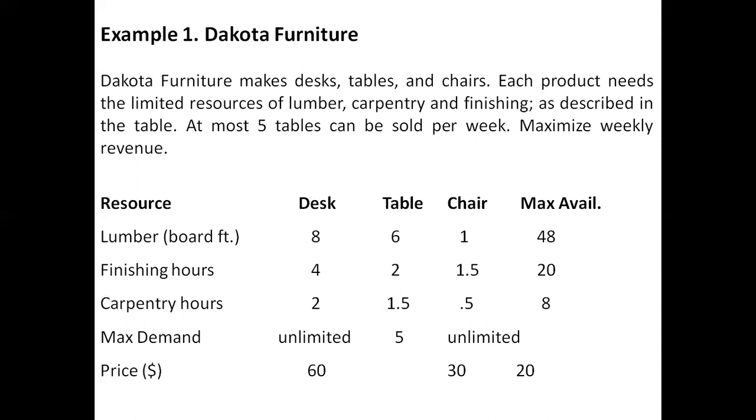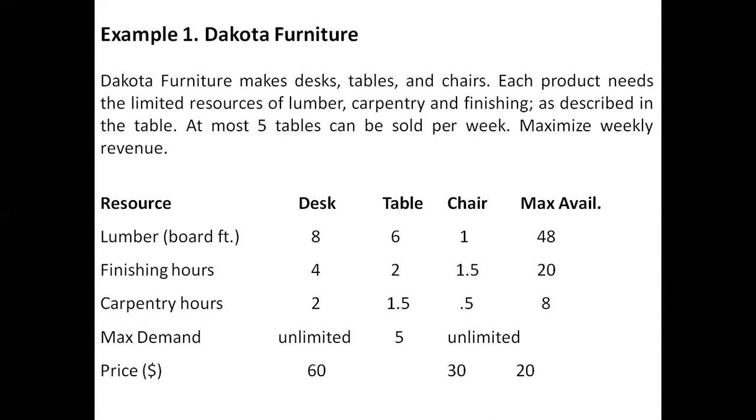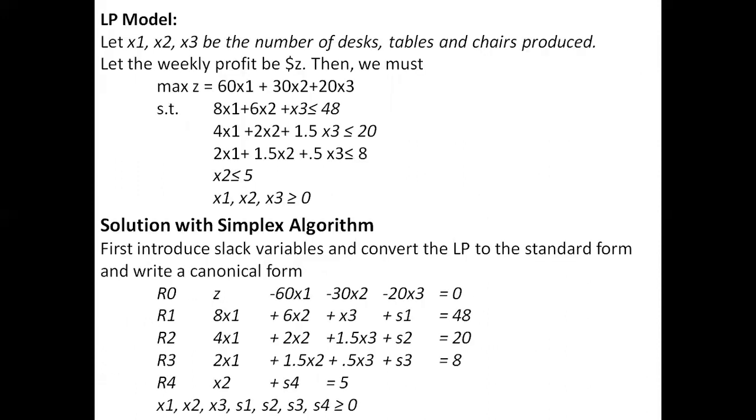We'll have a look at the major constraint equation, that is the price constraint, initially. Let x1, x2, x3 be the number of desks, tables, and chairs produced. Considering Z as the weekly profit, Z is equal to 60 x1, for the desks, plus 30 x2, for the tables, plus 20 x3, for the chairs.